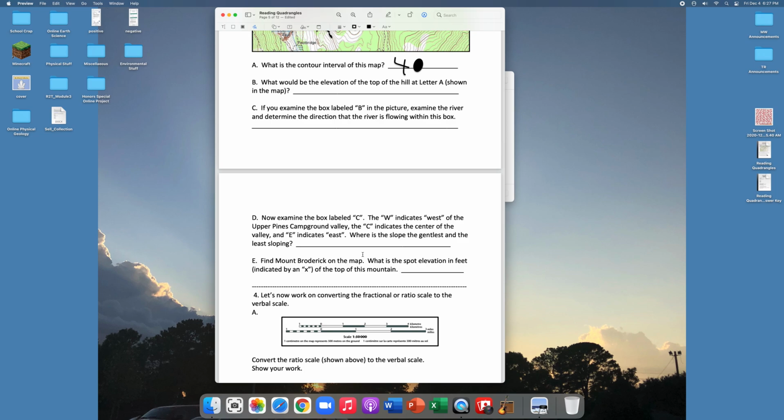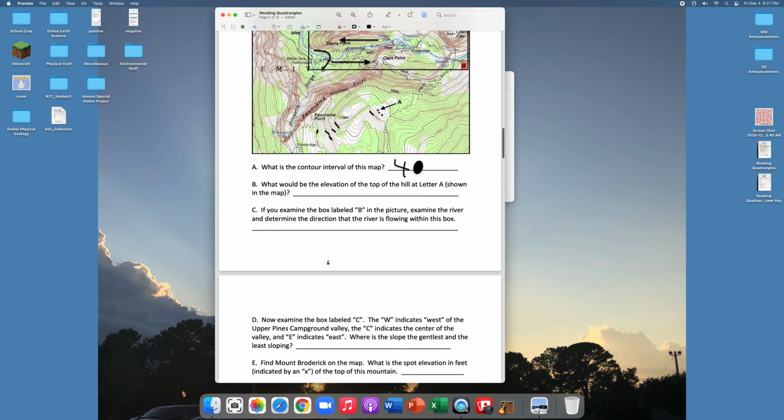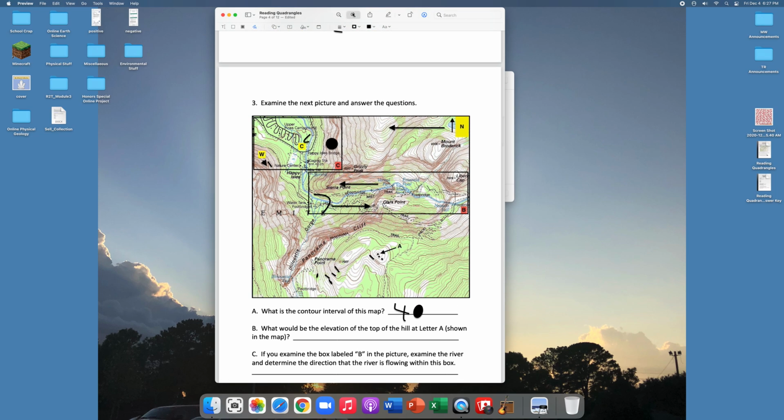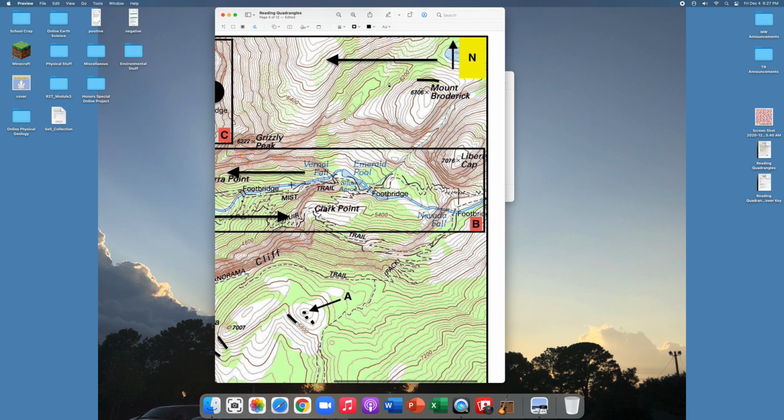And then finally, 3E, find Mount Broderick. And what is the elevation at the top of Mount Broderick? Well, if you notice that the number at the top there is 6,706, and that's the elevation at Mount Broderick.